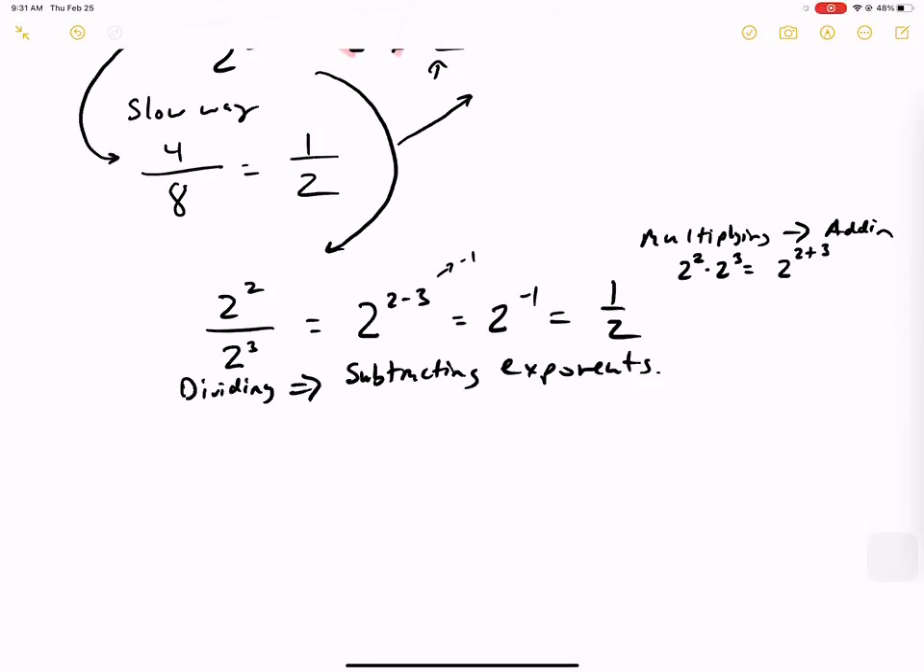So what if I write 5 to the 3 power divided by 5 squared? We said if we are dividing powers, the rule is that we are subtracting exponents. 3 minus 2 is 1. So we're just left with the number 5.